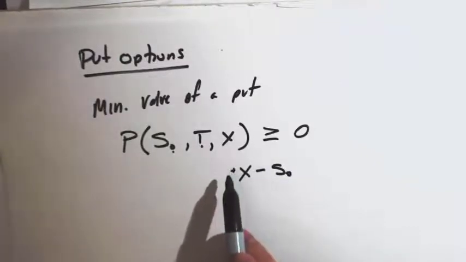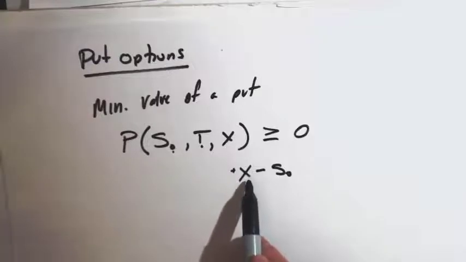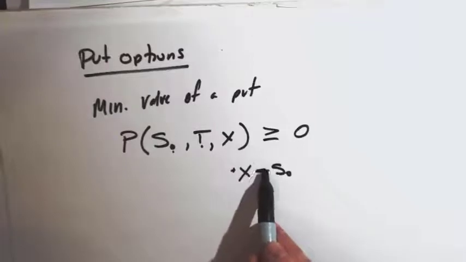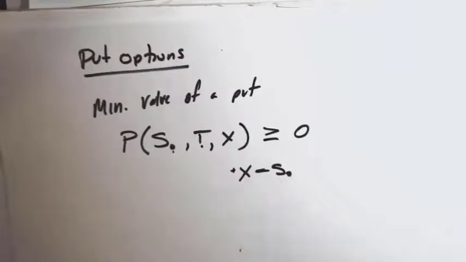Nobody ever writes the positive sign there, because when you sell the option, you're going to get this much in dollars, X dollars. You're going to give up the stock price. So there's a negative sign in front of it.